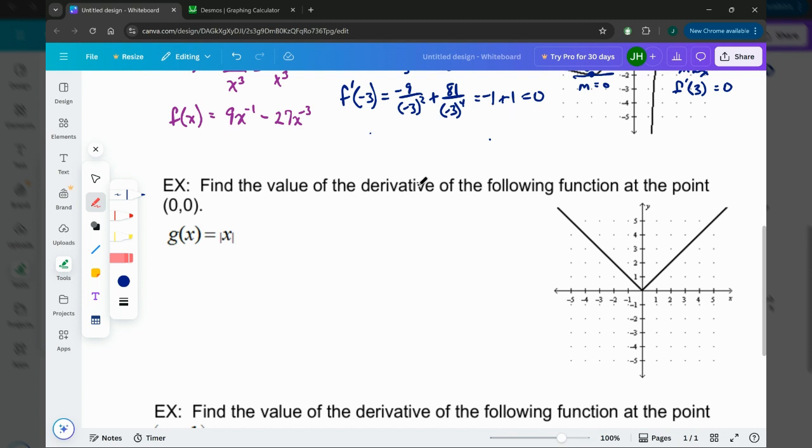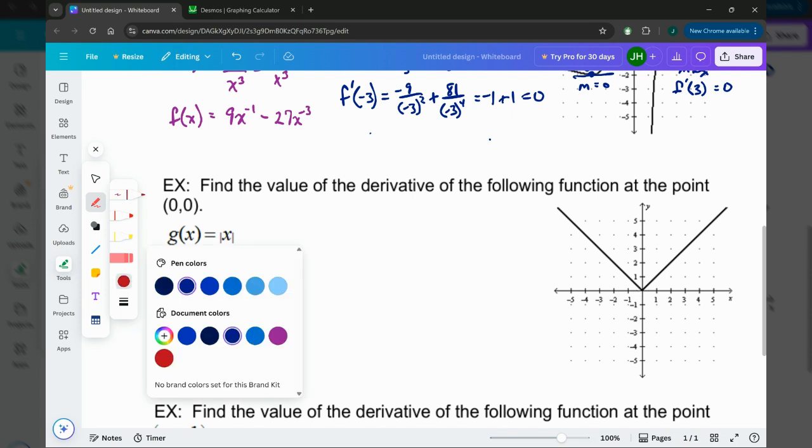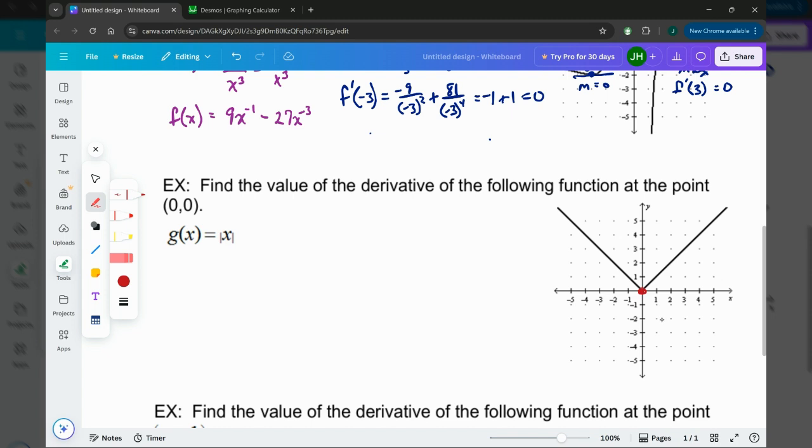Let's take a look at the value of the derivative for this function at the point 0, 0, which is right at the bottom of the graph right here. And it looks to me like that is not only a relative minimum, but that is also an absolute minimum. Now we're going to take a look at the derivative of this function, which is the absolute value of x. Now, I don't know if you guys knew this, but the absolute value of x can also be defined as the square root of x squared. So how am I going to find the derivative of radical x squared?